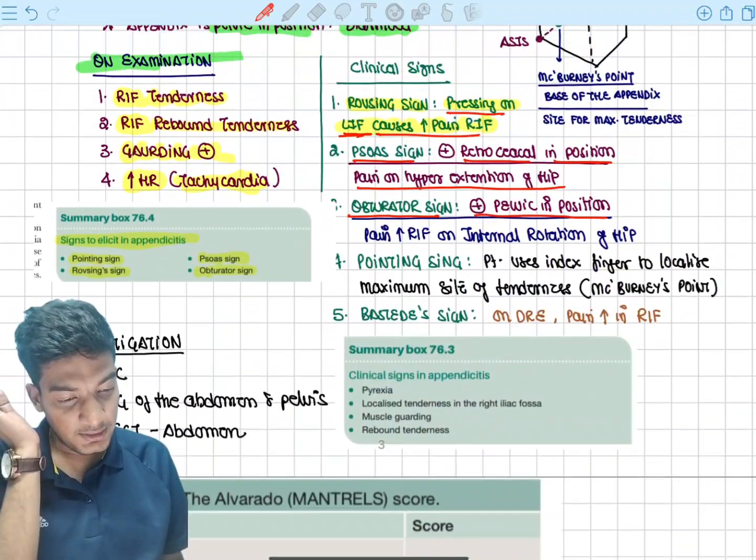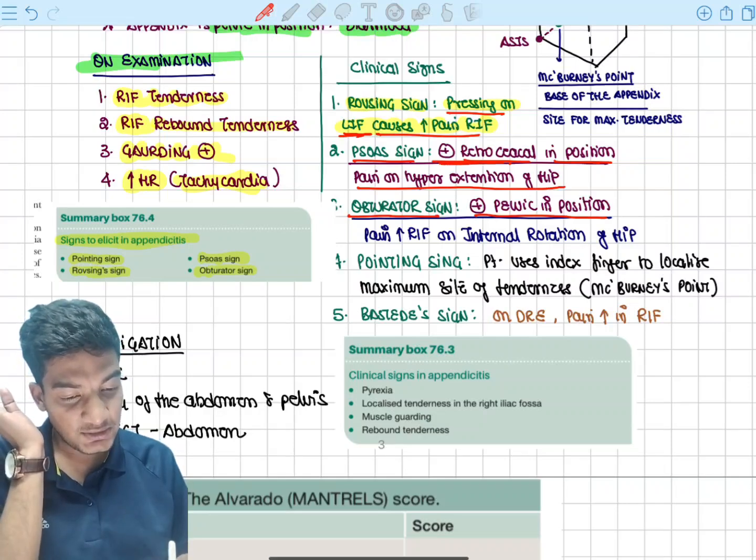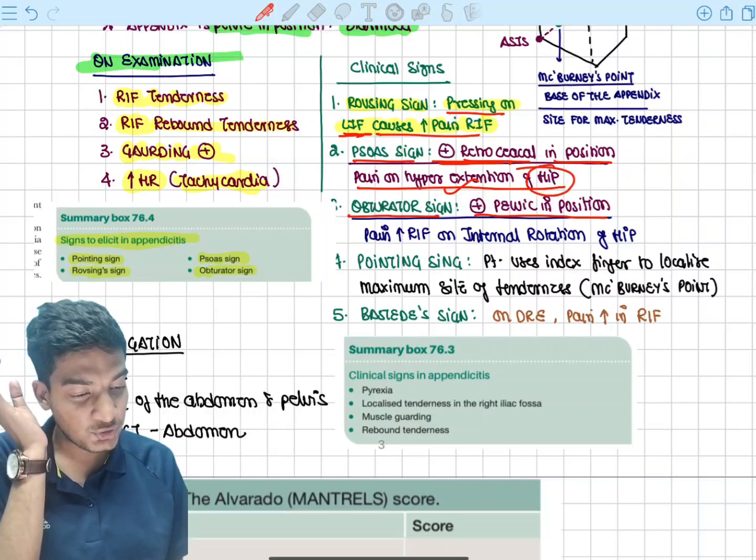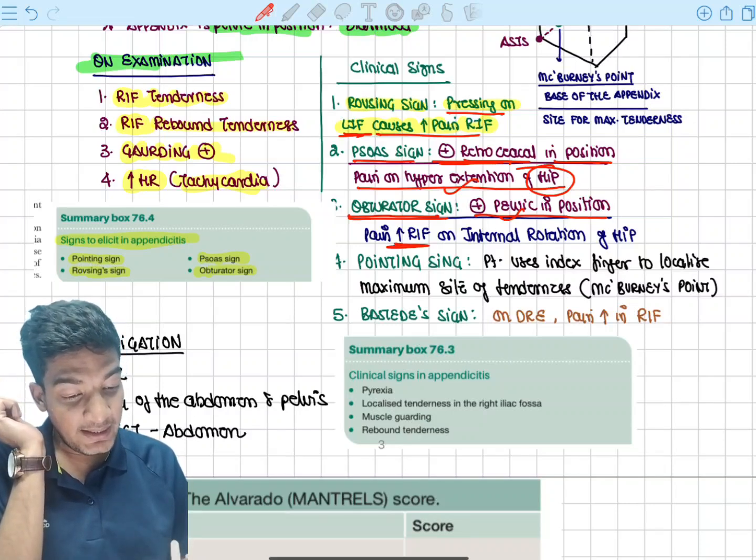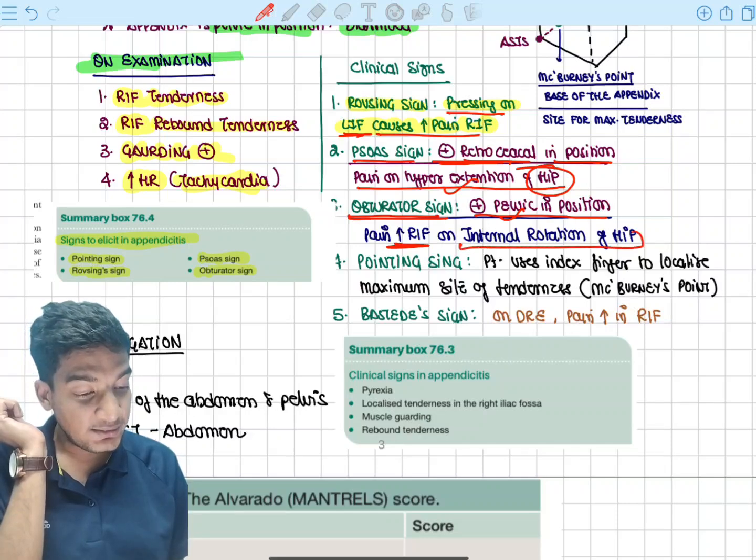So here what you are learning is that the Psoas sign is most common in retrocecal position, which causes pain on hyperextension of the hip, and the obturator sign, which is positive in pelvic position, causes increased pain in the right iliac fossa on internal rotation of the hip.